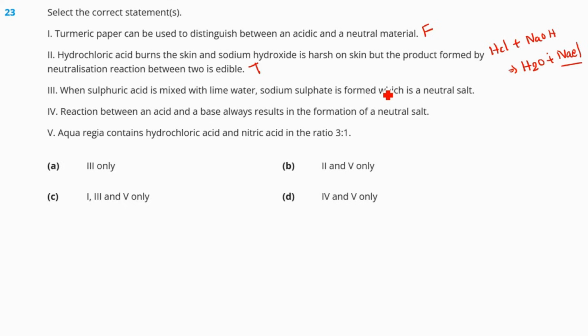When sulfuric acid is mixed with lime, sodium sulfate is formed. No. Calcium sulfate will be formed. This is false. Reaction between an acid and a base always results in the formation of a neutral salt.